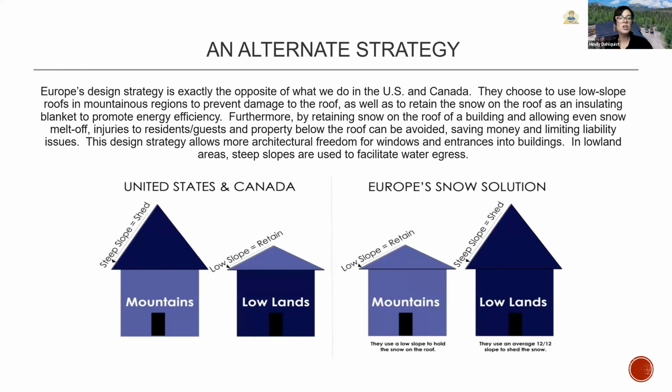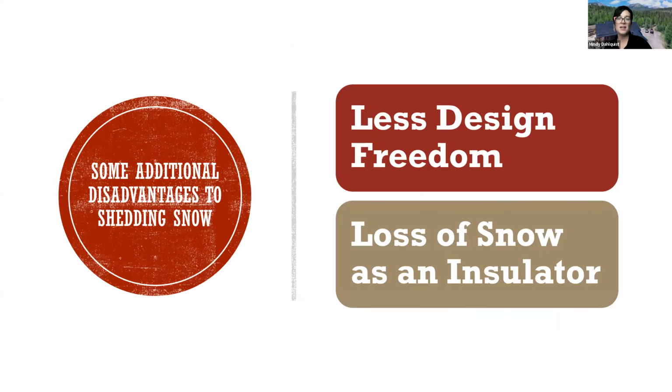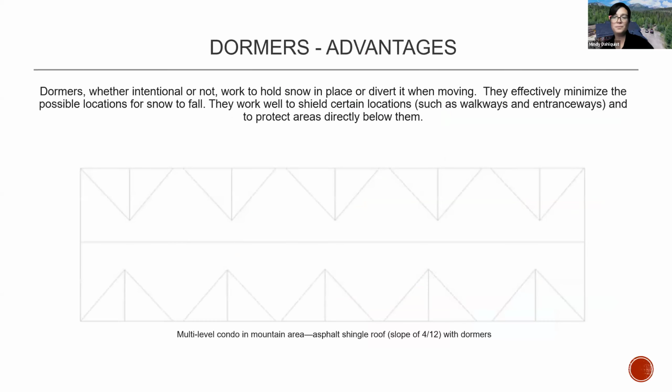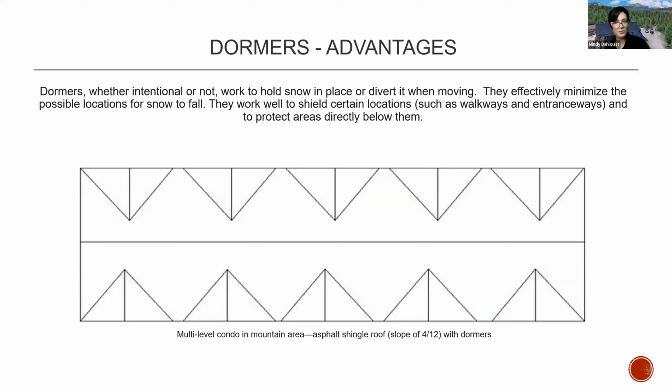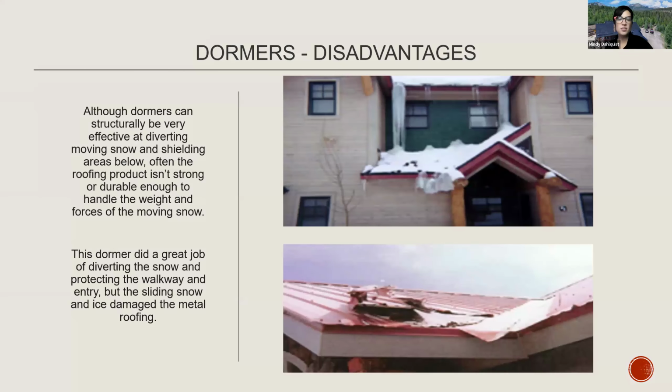This design strategy does allow for more architectural freedom. It does give you that design freedom, and you also keep that snow on your roof as an insulator. So dormers, whether it was ever intentional or not, dormers actually work very, very well to hold snow in place or divert the snow once it's moving. So they do shield certain areas such as walkways and entrances below the building.